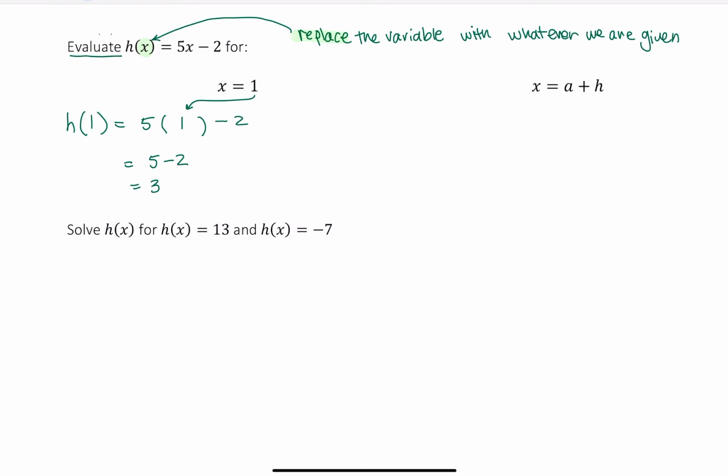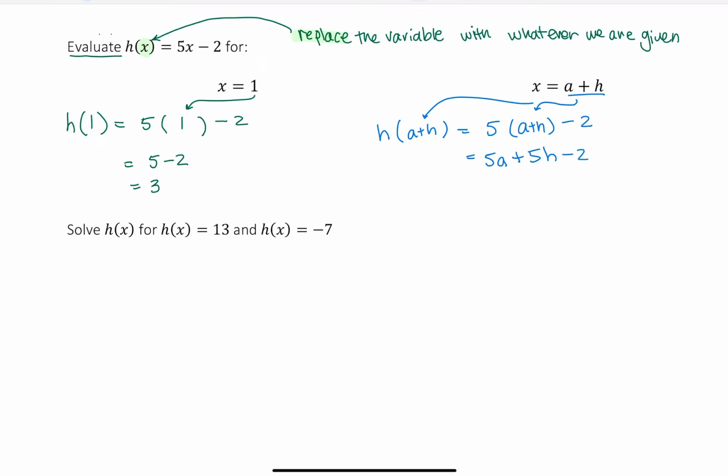Let's do that again now. For x equals a plus h. So h, just going to leave a large blank parentheses, equals 5 large blank parentheses minus 2. Now I know to put this a plus h into these parentheses. So this equals 5a. We can now distribute 5 times a, 5 times h. So 5a plus 5h minus 2.